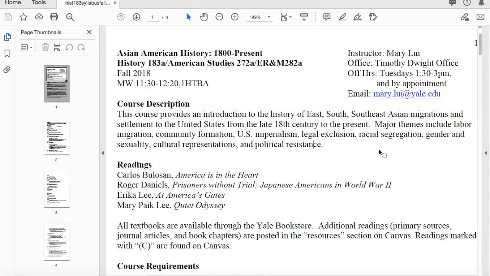For example, before you start your first reading, it may be helpful to reread the course description and write down any terms or questions that might seem related to the reading's title. For this course, looking up the terms labor migration or U.S. imperialism would be helpful in contextualizing the readings ahead of time.